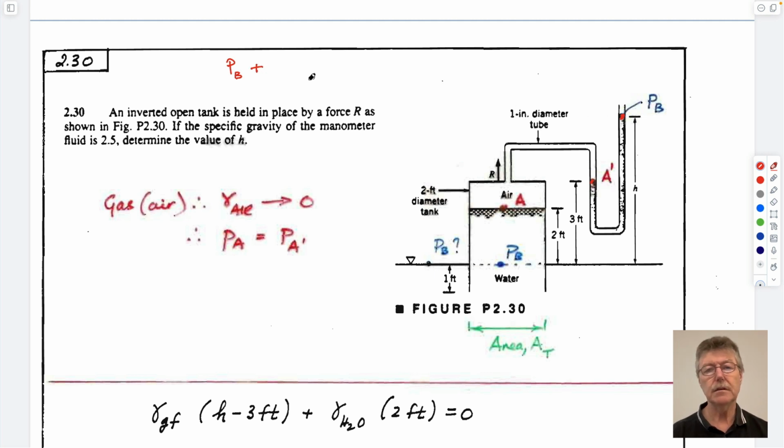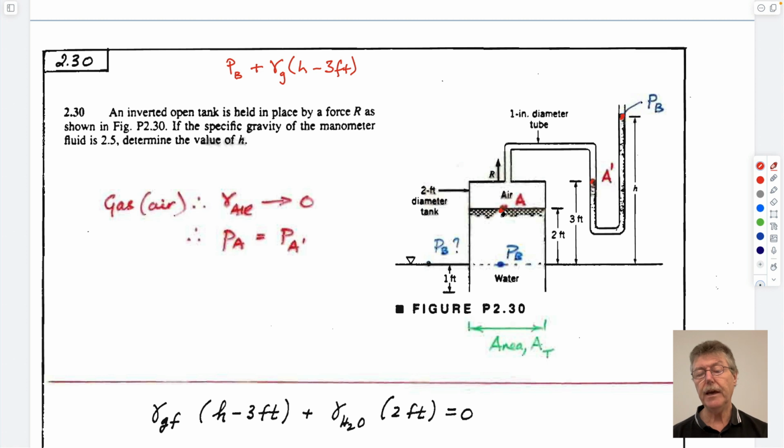PB plus the unit weight of the gauge fluid times H minus 3 feet. Sorry, we're working in British units. Hate that. We're in air in this, so if we go up here, the pressure doesn't change very much. So we can scoot right over here, and that's the same pressure as PA. So by the time we get here.